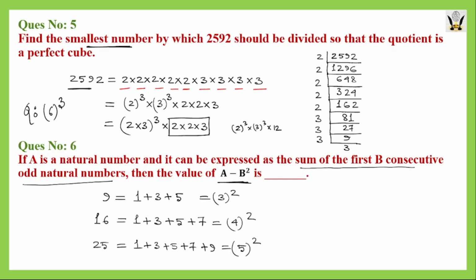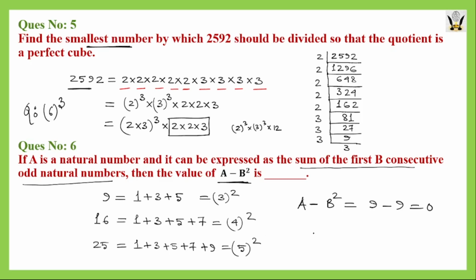So what we can conclude is that 9, 16, 25 are, as per the question, a, and these numbers 3, 4, 5 are the first b consecutive odd natural numbers. So basically 3, 4, 5 are b. Now a minus b square will be what? As per the first example, a will be 9 and b will be 3, so b square is 9, and 9 minus 9 will be 0.